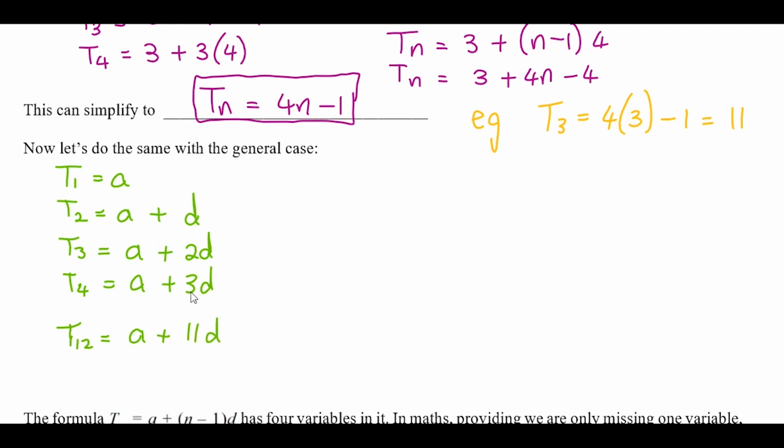Notice that the number of constant differences that we add is one less than the term number we're trying to find. And the reason for that is that for the first term we don't add any. So T1 is A plus 0D.